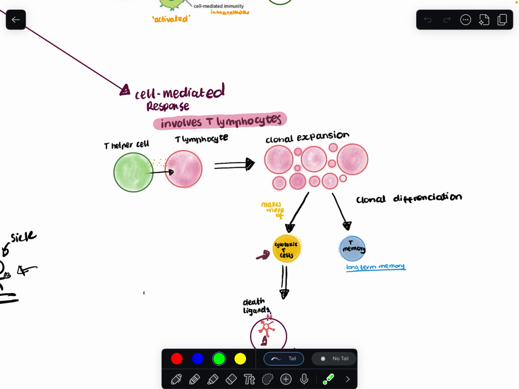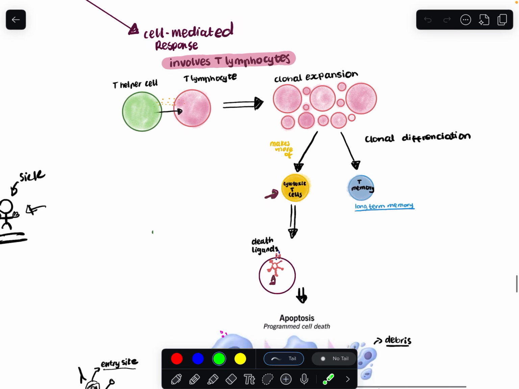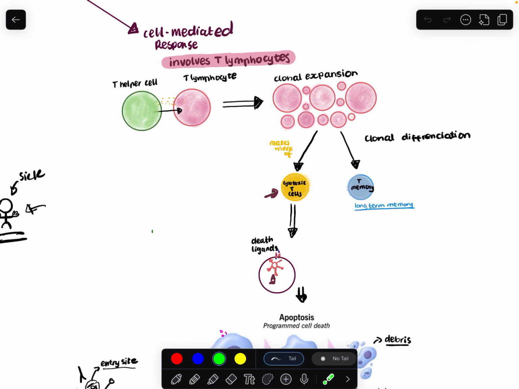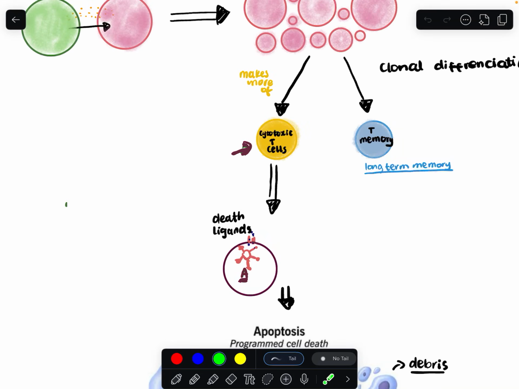That T lymphocyte will undergo clonal expansion, where many copies of it will be made, and then clonal differentiation, where it will differentiate into cytotoxic T cells and T memory cells. The T memory cells, just like B memory cells, will provide long-term memory against that specific pathogen, and the cytotoxic T cells will directly get rid of the cells infected by that pathogen by making them undergo apoptosis.